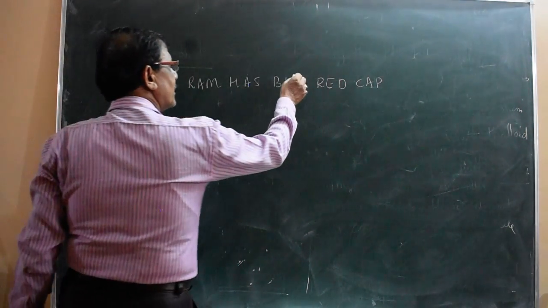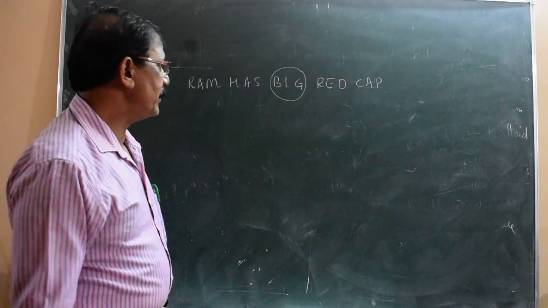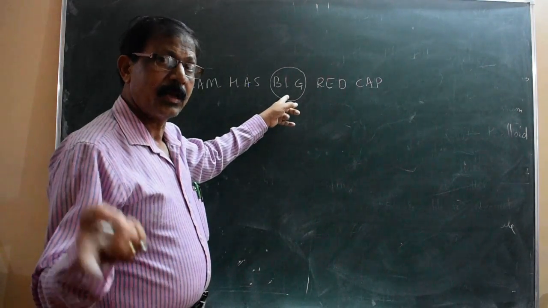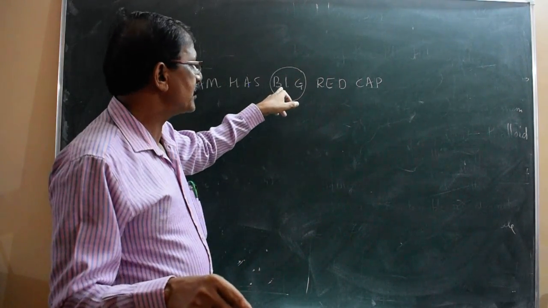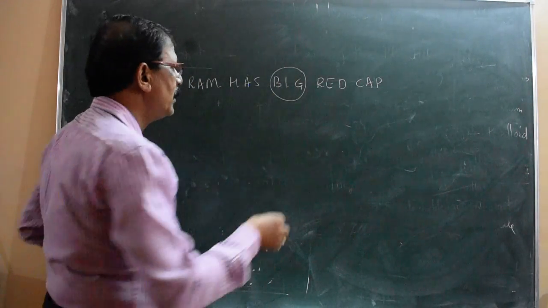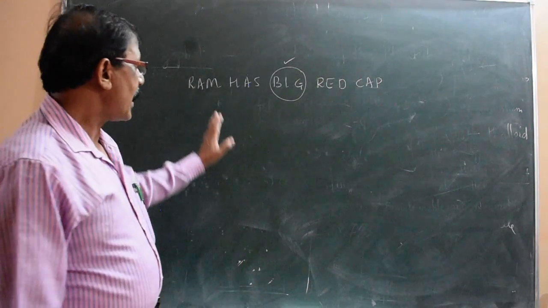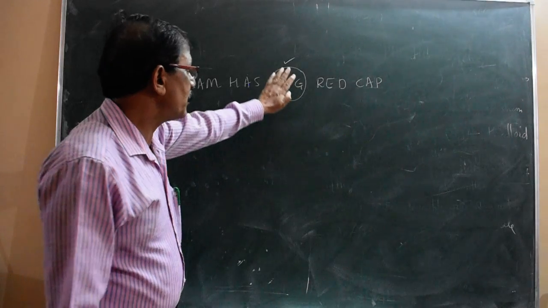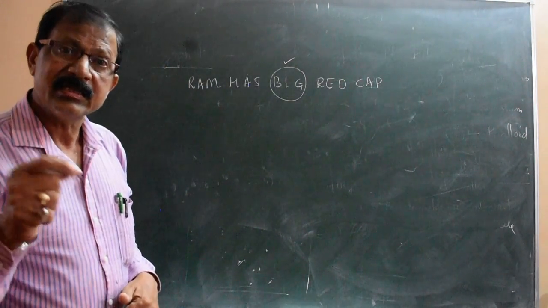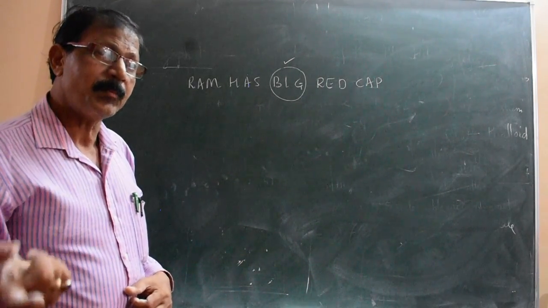See, in the first base sequence image we had taken, there is no "big". As I went on adding one by one, I added B, then I, then G, and then a new character appeared, and that new character is what? The big one. So RAM has a big red cap. Earlier it was only RAM has a red cap.